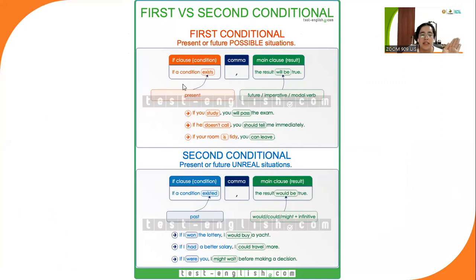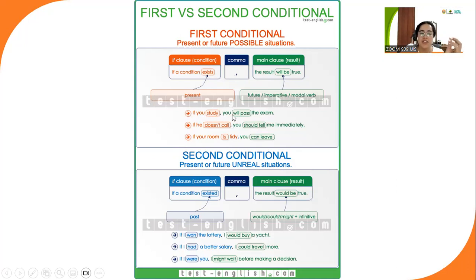The structure for this is, if a condition exists in present, si algo pasa, coma, esto será realidad, ¿no? The result will be true. Entonces, este es para la realidad, posibilidades reales del presente o del futuro. If the condition exists in present, comma, the result will be true, ¿ok? Usamos el futuro, will, imperativo, and the modal verb, ¿ok? Por ejemplo, will, o should, o can. Esos son los verbos que podemos usar, will, should, y can.